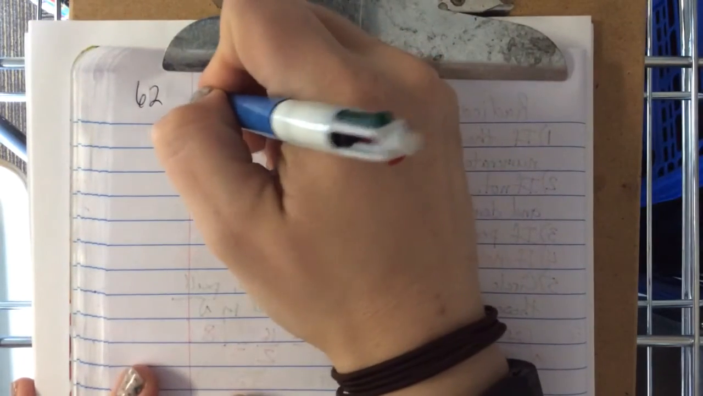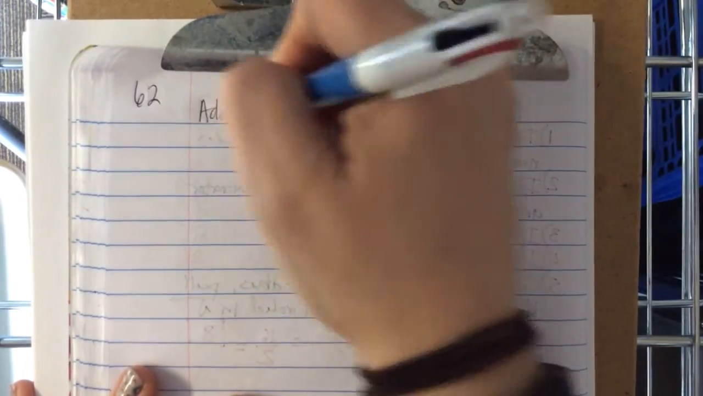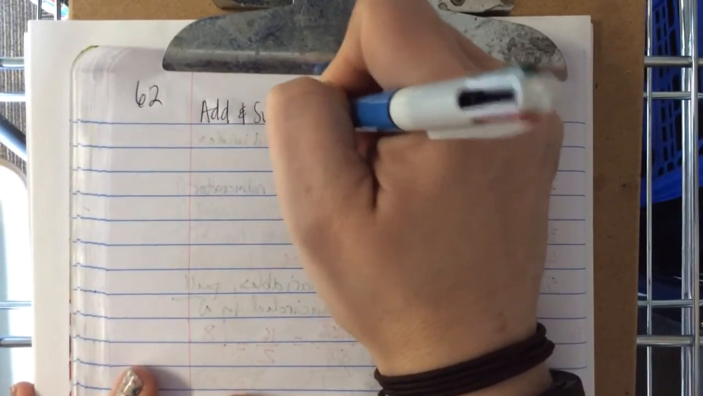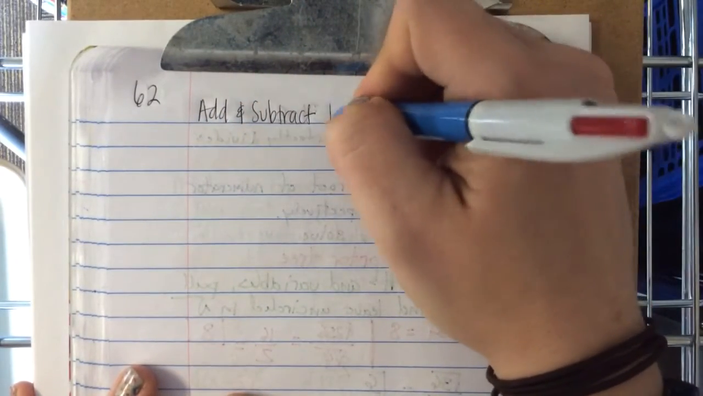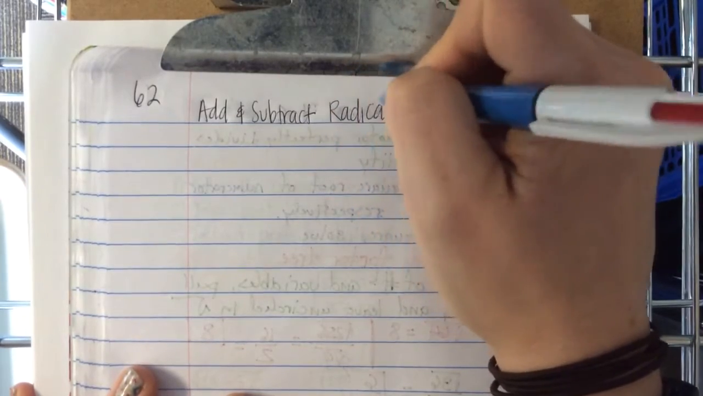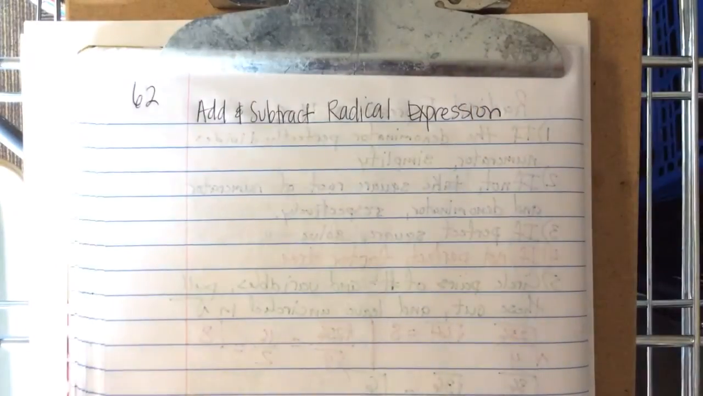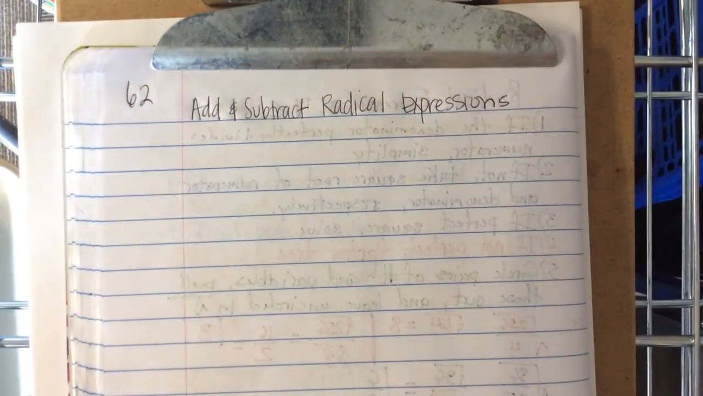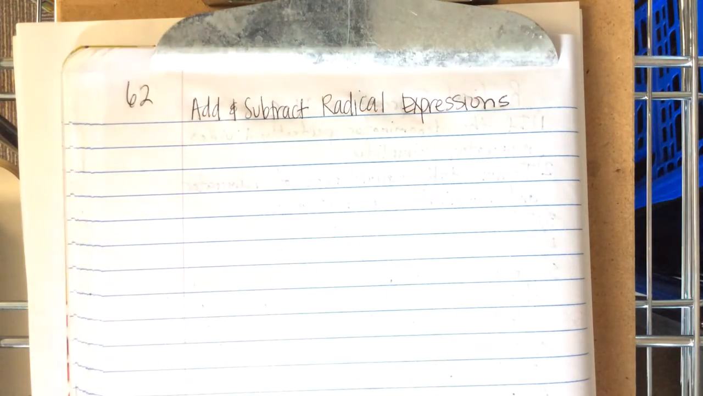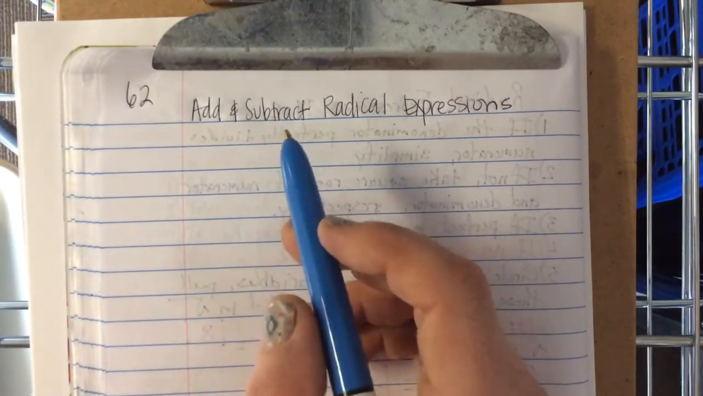Okay. We are going to add and subtract radical expressions. So I think the more you get used to the vocabulary of this unit, the easier it is. As we get used to saying radical instead of square root, or saying factors, it's going to be easier the more we practice it.